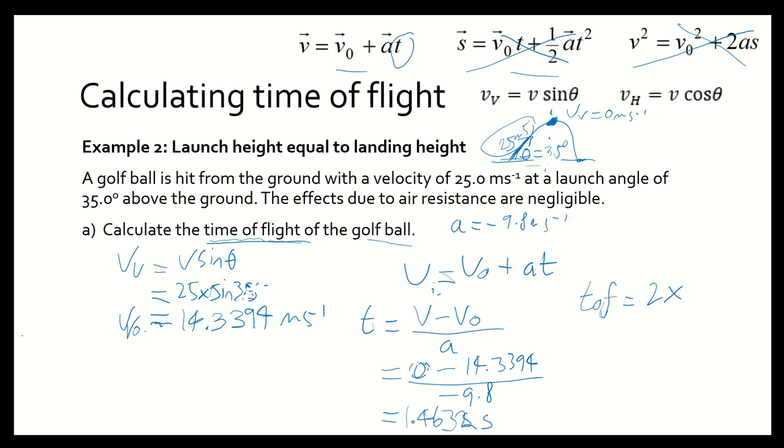1.4632 seconds. Sorry, I jumped the gun. And now it's going to be 2 lots of that. So 2 lots of 1.4632. So times that by 2, and we'll get 2.93 seconds.